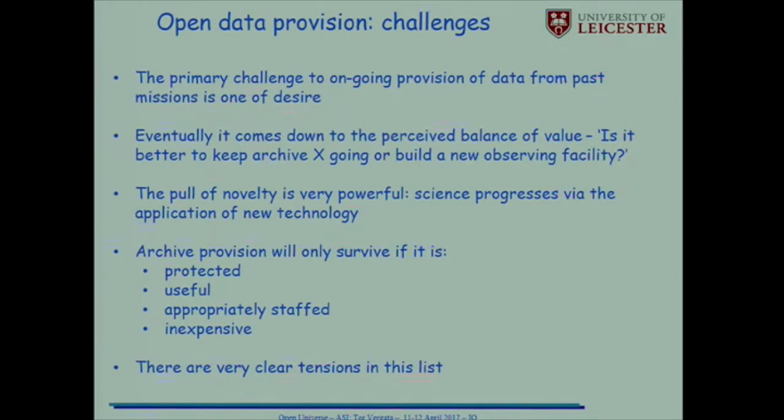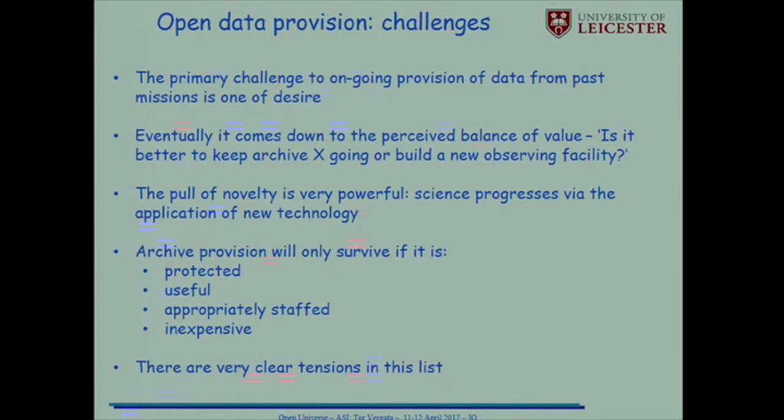And at the space agency level, I suppose they would be faced with the question, is it better to spend the money keeping Archive X going or build some new observing facility? This is the key decision that the scientists involved in this process are going to be asking themselves. And it has to be said that the pull of novelty is very powerful. Science progresses by the application of new technologies. So if you're going to say we want to keep the data from this 30-year-old satellite available, therefore you can't have a new telescope, that's a controversial thing to be saying. So that means that you have to get your arguments well honed to defend yourself against that sort of challenge.